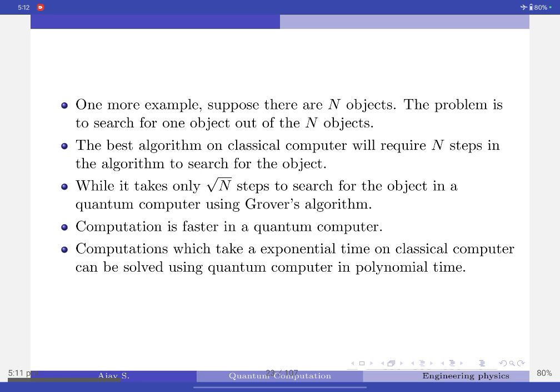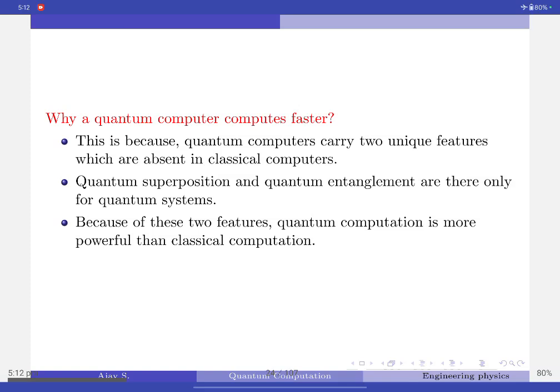Computation is faster in a quantum computer. Computations that take exponential time on a classical computer can be solved in a quantum computer in polynomial time. Why does a quantum computer compute faster? This is because quantum computers carry two unique features which are absent in classical computers: quantum superposition and quantum entanglement. They are present only for quantum systems. Because of these two features, quantum computation is more powerful than classical computation.